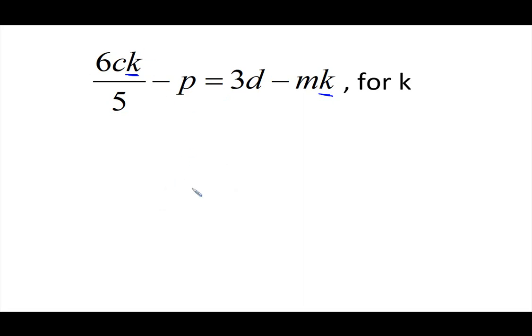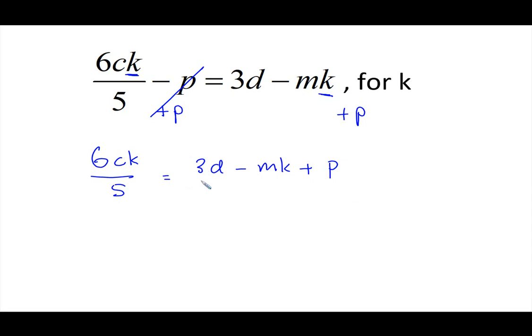To get the k's on the same side, I can add p to both sides to get rid of this. So I will end up with 6ck divided by 5 is equal to 3d minus mk plus p. Now remember, I'm trying to get the k's on the same side. So I'm going to add mk to the right side here, and I'll add mk to the left side. So I'm going to end up with 6ck plus mk is equal to, and then we'll get 3d plus p.